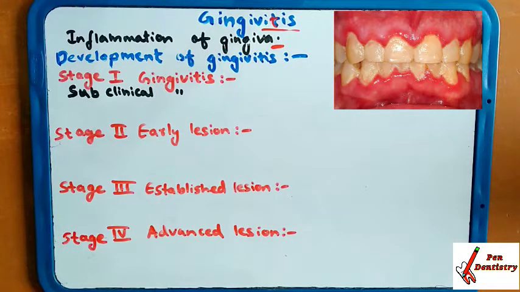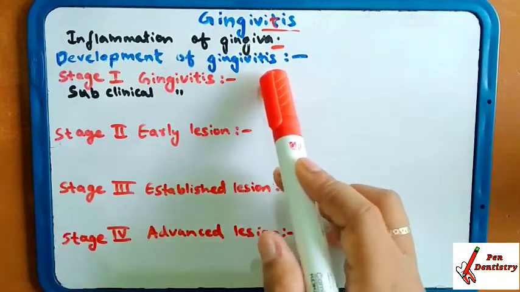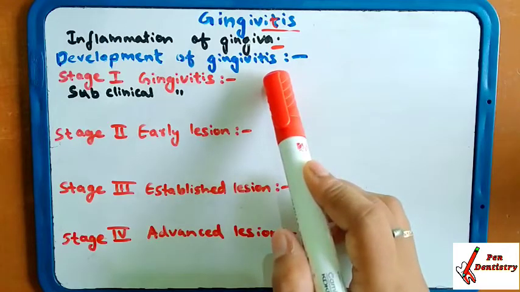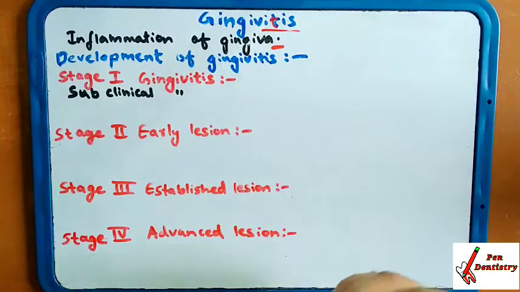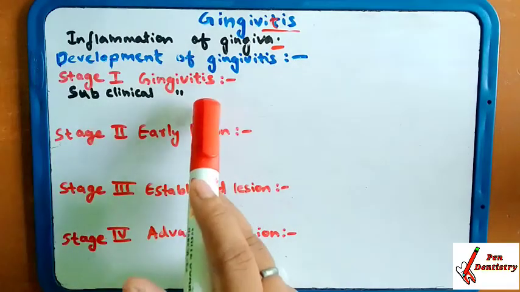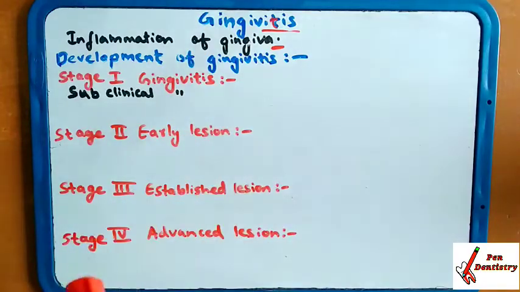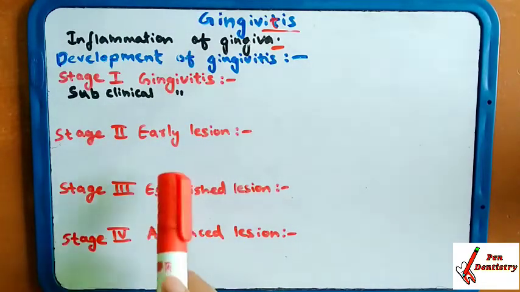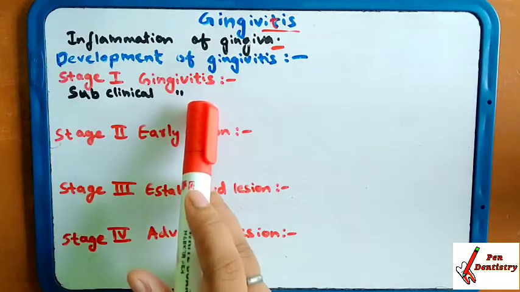The developmental phases of gingivitis occur in 4 stages. It develops and develops, and at last it reaches the advanced lesion. So the first stage is the simple stage, also known as subclinical gingivitis.